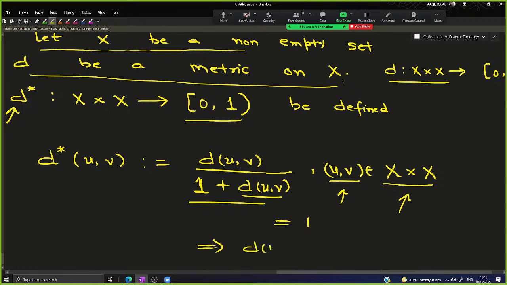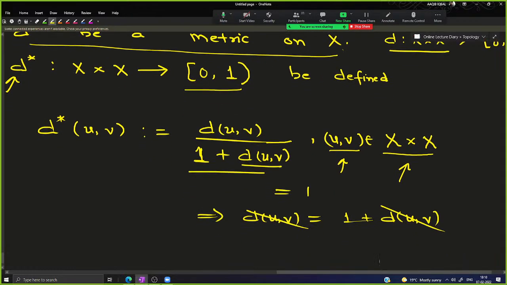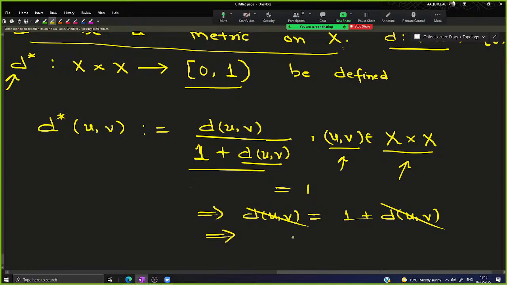इट मींस d of (u, v) बाय क्रॉस मल्टीप्लिकेशन आप देख सकते हैं कि दिस मस्ट बी इक्वल टू 1 प्लस d of (u, v). तो फिर ये होगा. अब d of (u, v) एंड d of (u, v) ये दोनों साइड से आ रहा है तो इसको आप कैंसिल कर सकते हैं. तो यहाँ से फिर आप ये कह रहे हैं 0 इज इक्वल टू 1 व्हिच इज एब्सर्ड, राइट? अभी absurdity क्यों आई? बिकॉज आपने ये assume किया था it's 1, so it cannot be 1 also, so it is strictly less than 1.